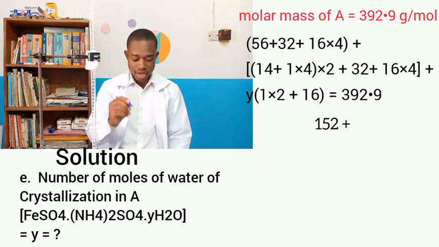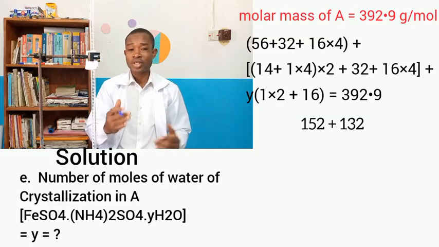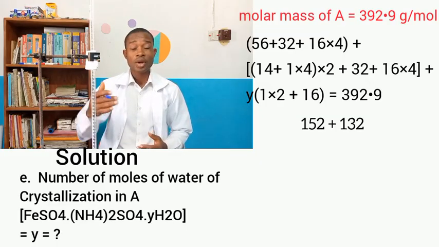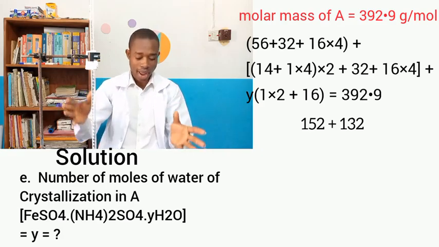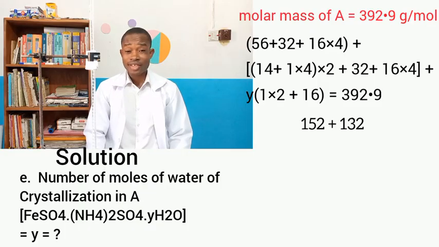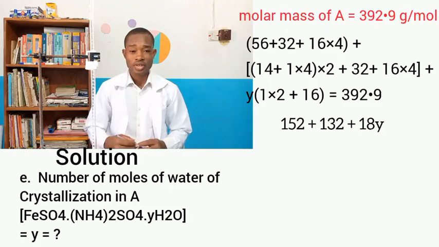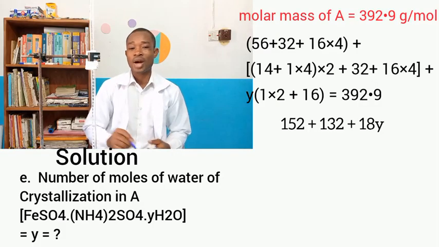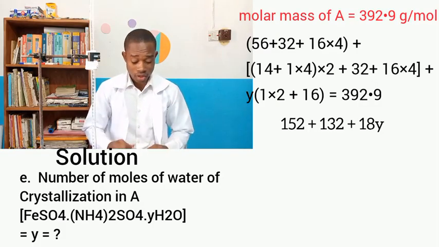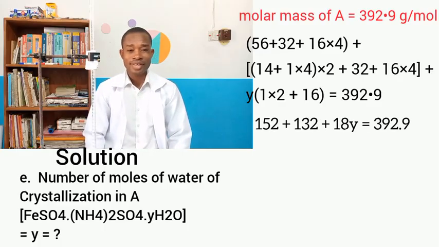And then added to 132, which is the summation of the part 14 plus 1 times 4 times 2, then plus 32 plus 16 times 4. That's the ammonium sulfate part. Then added to the water molecule part, 1 times 2 added to 16 is going to give us 18, multiplied by Y, our number of molecules of water of crystallization. Doing this, we equate to 392.9.